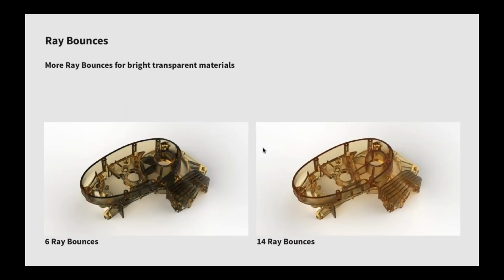Here's an example focused on ray bounces. If you have bright transparent materials, you typically want to have more ray bounces. Here on the left, we see an example with 6 ray bounces where the glass is looking a bit dark still. When we increase the ray bounces to 14, you can see that the glass object really comes to life. It looks much more realistic, much more appealing, and conveys the intent of the image really.